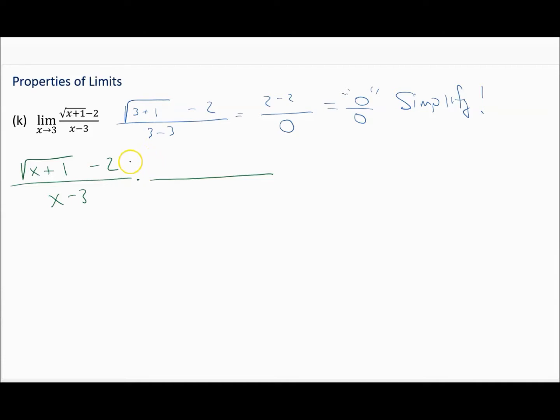So I'm going to multiply by the conjugate of the numerator. Now, sometimes it's the conjugate of the numerator, sometimes it's the conjugate of the denominator. How do you know which? It's the one with the square root in it. So I'm going to multiply by the square root of x plus 1 plus 2.